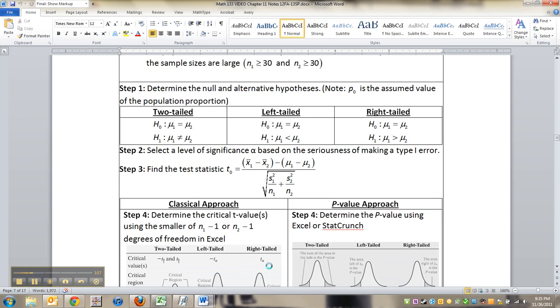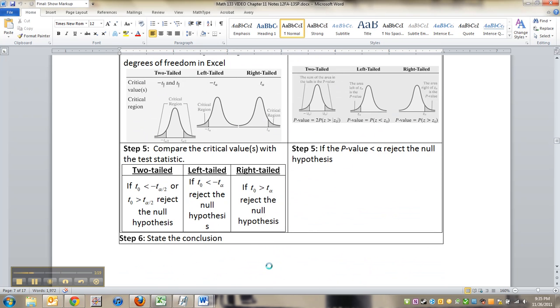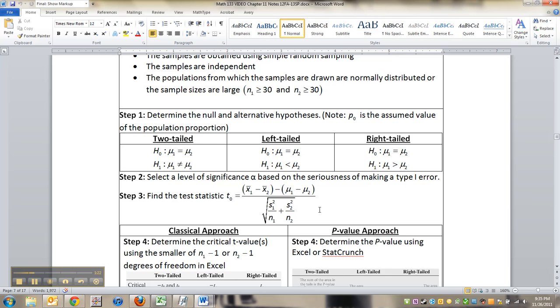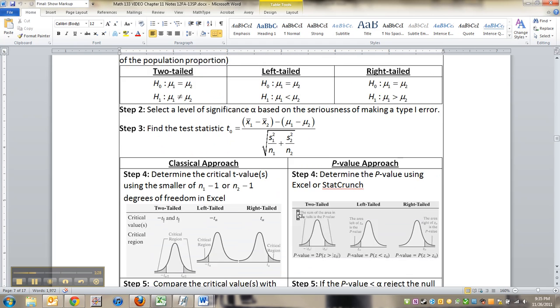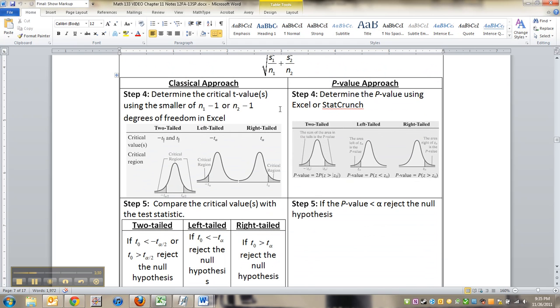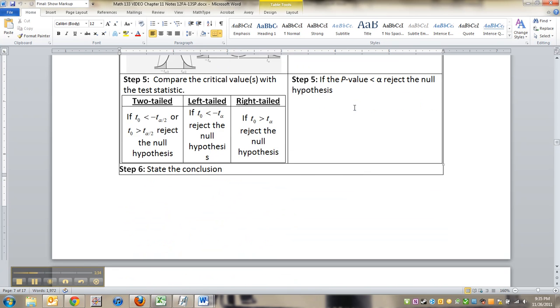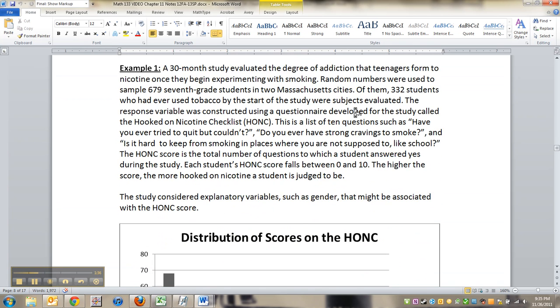So there's the same 6 steps as before. That should be looking familiar. There's this god-awful test statistic in there. See it right there? It's kind of an abbreviated version of the test statistic, but that's okay. We're going to be using Excel to find our t-values and/or our p-values and so on. All right, so let's do it.